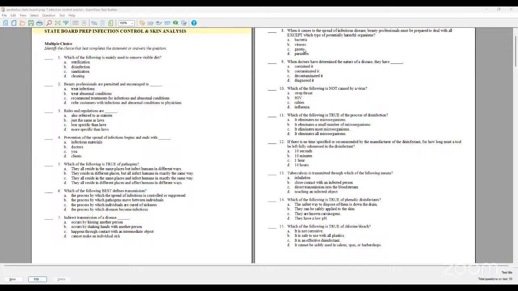Number 8 is going to be C. It's going to be except. We don't learn a lot about gases as a beauty professional. Even though it is harmful, that's something that we don't learn about. So 8 is C. All right, I want you guys to look at number 9.